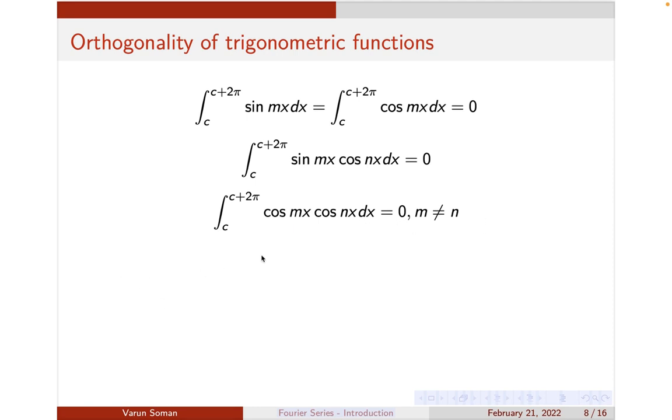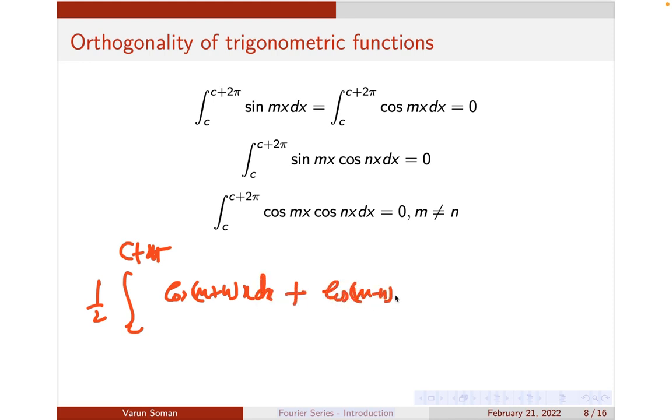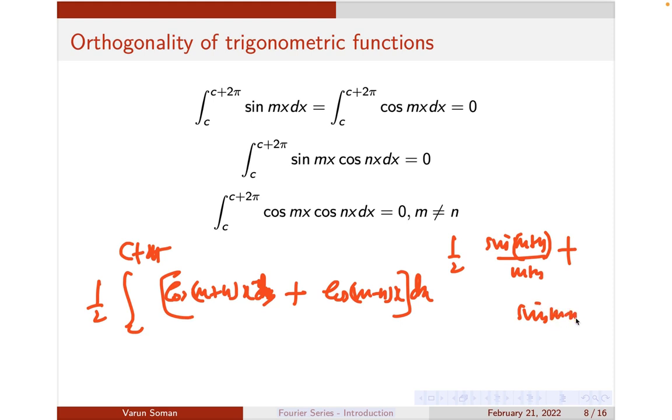That is also very simple. If you integrate this, it will simply be 1 by 2 into integral c to c plus 2 pi. So this is actually cos(a plus b), so it is actually cos of (m plus n) into x dx plus cos of (m minus n) into x dx. Okay, x here. So when you integrate, you will be getting the values as 1 by 2 into [sin (m plus n)x by (m plus n) plus sin (m minus n)x by (m minus n)] in the limits c to c plus 2 pi.